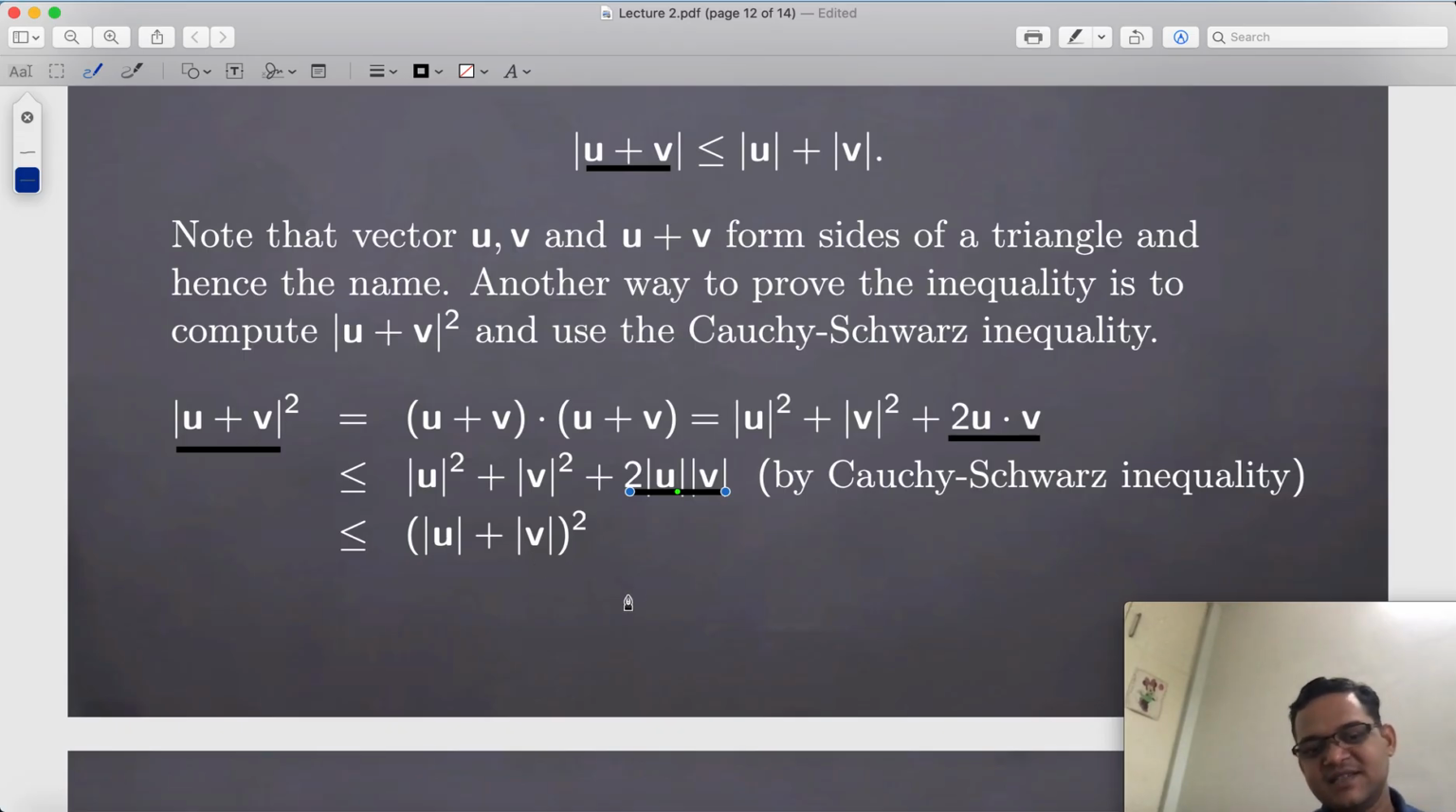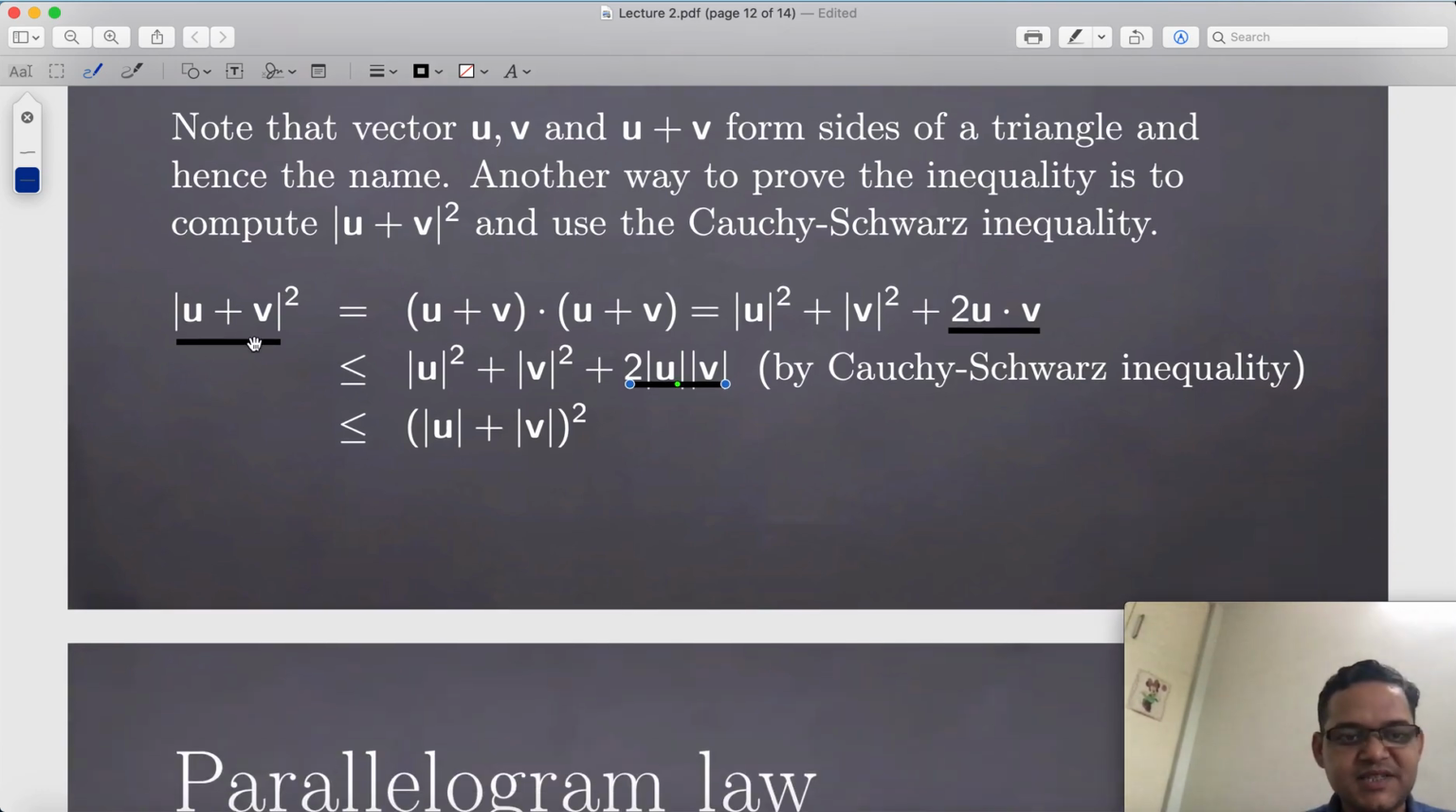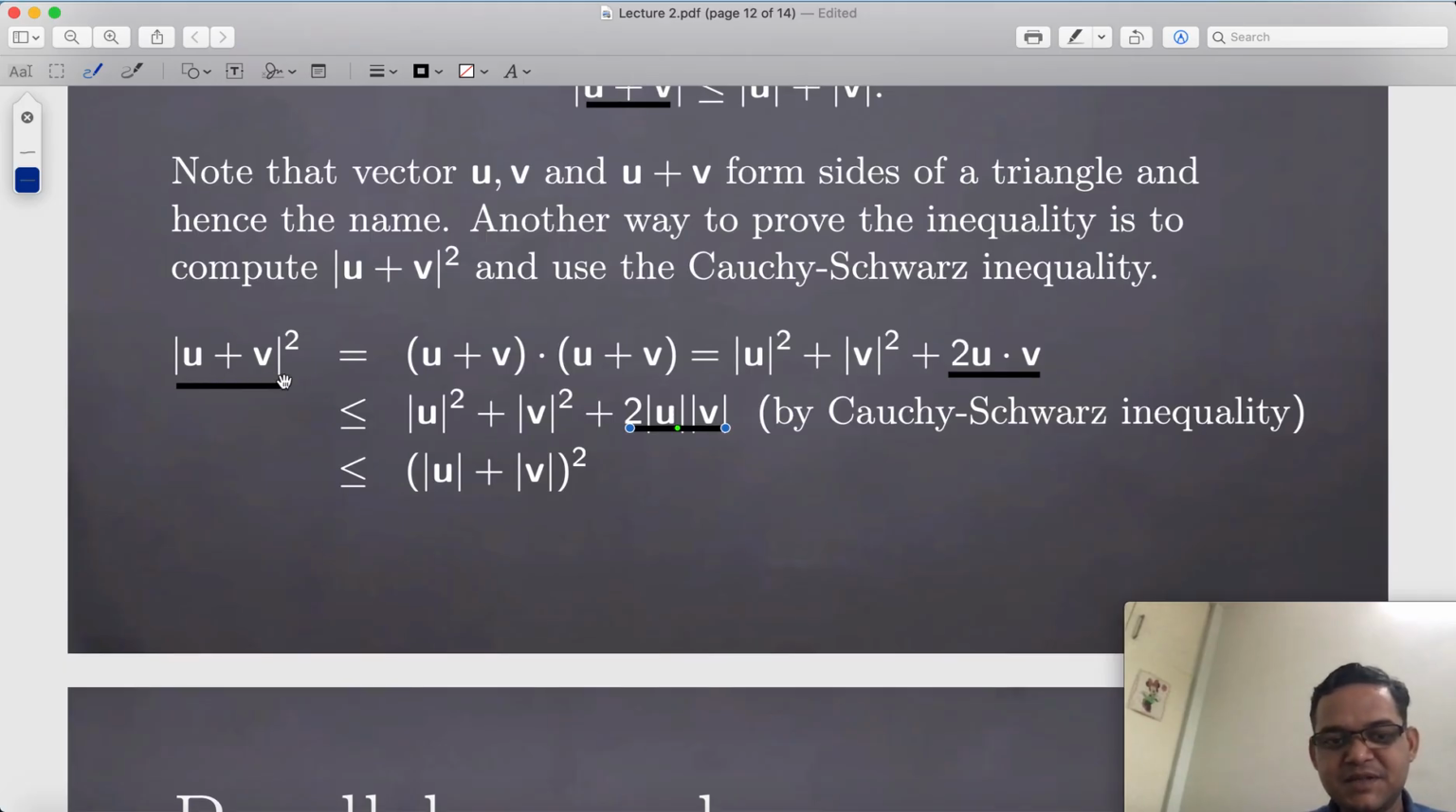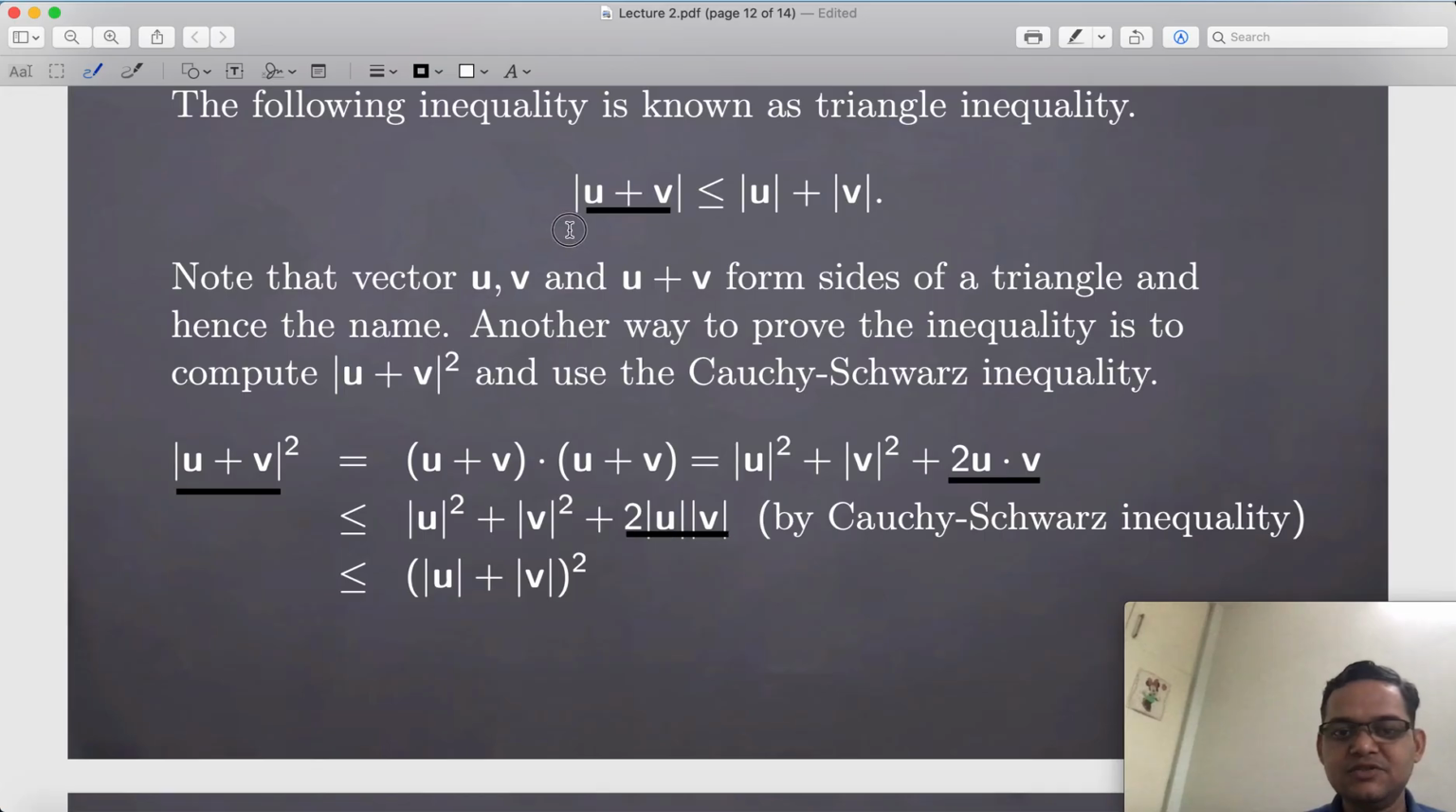Okay, and this is an inequality. If I take the square root, the inequality is going to be preserved. So basically I get mod of u plus b is less than or equal to mod u plus mod b, which is what you wanted to prove. Okay, so just using this extra knowledge of dot product, very simply we can write down a neat proof of the triangle inequality, isn't it?